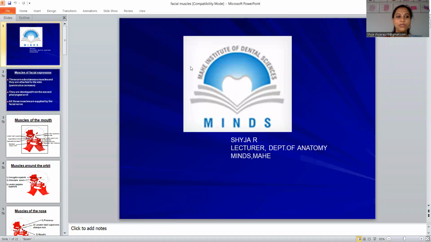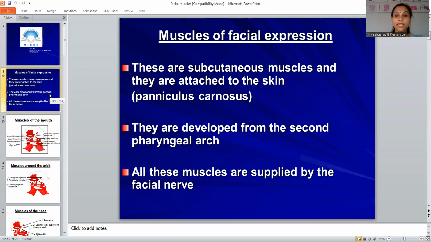Morning, all of you. Today we are going to deal with the muscles of facial expression. These are the subcutaneous muscles and they are attached to the skin. We consider them to be remnants of the panniculus carnosus. They are developed from the second pharyngeal arch. All the muscles are supplied by the facial nerve.